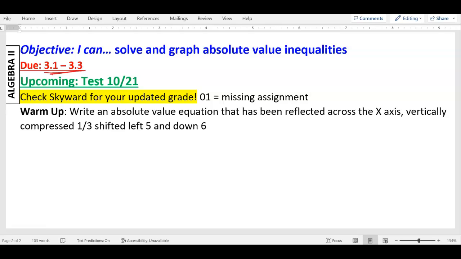Now, do y'all remember that absolute value functions are like this? y equals a, absolute value of x minus h, plus k. So remember, a tells you if it's flipped or vertically compressed or stretched. h is left and right, and then k is up or down.